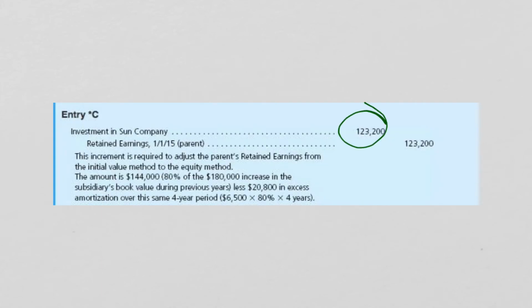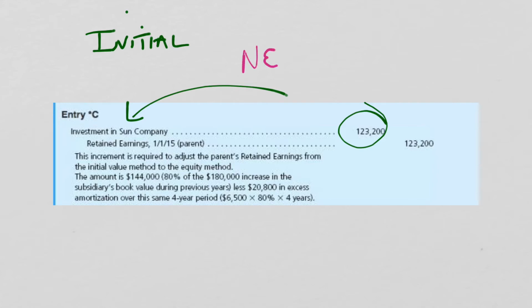Here's that number, 123,200, debiting the investment in Sun Company. Because remember, on the books of the parent, they showed it at initial value. They made no change. On their equity method, it would have gone up. How much would it have gone up by? A net of 123,200. That's what we just did.